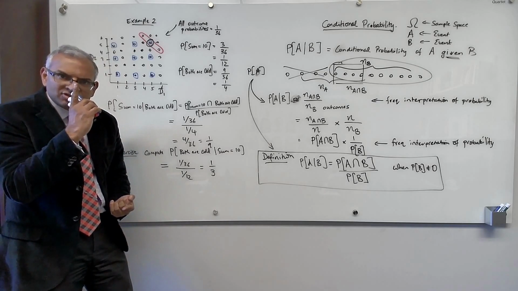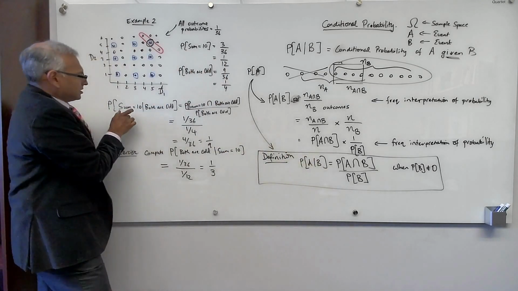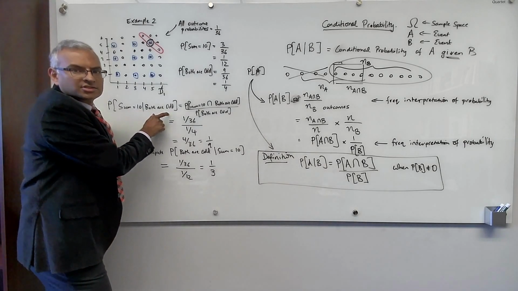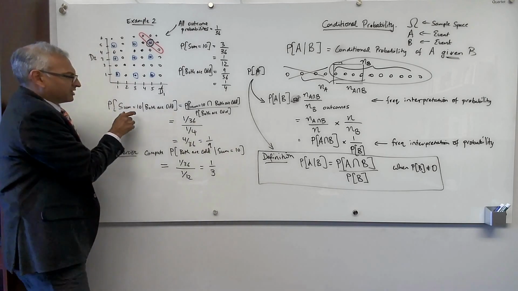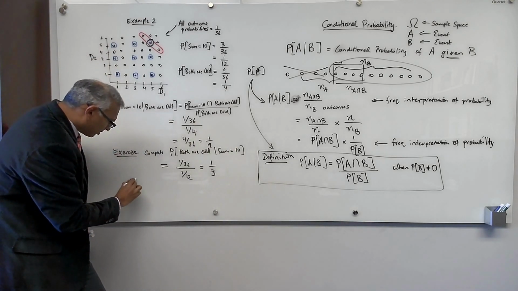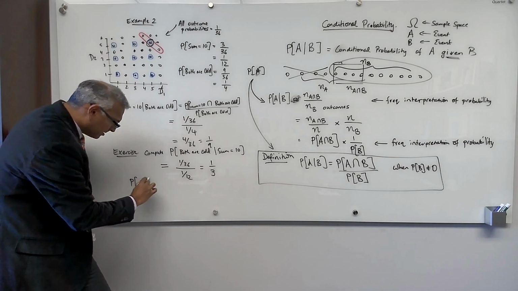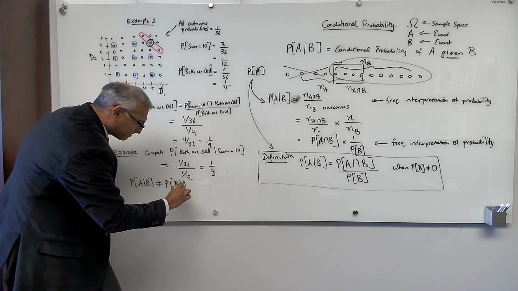And interesting, the probability of A given B is not the same as the probability of B given A. In general, do not assume that the probability of A given B is equal to the probability of B given A.